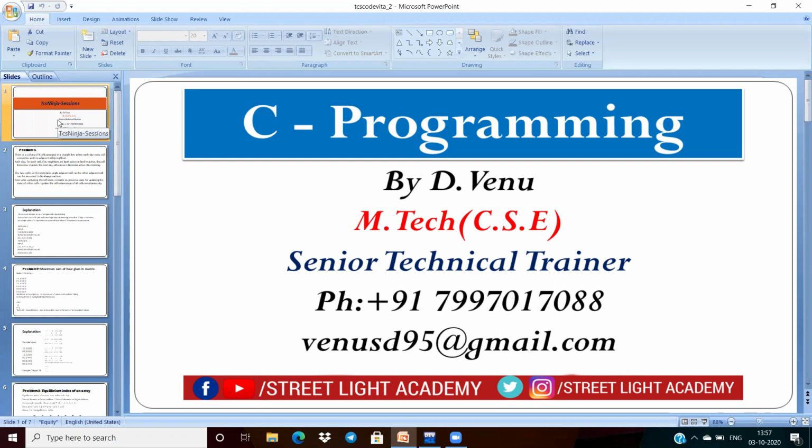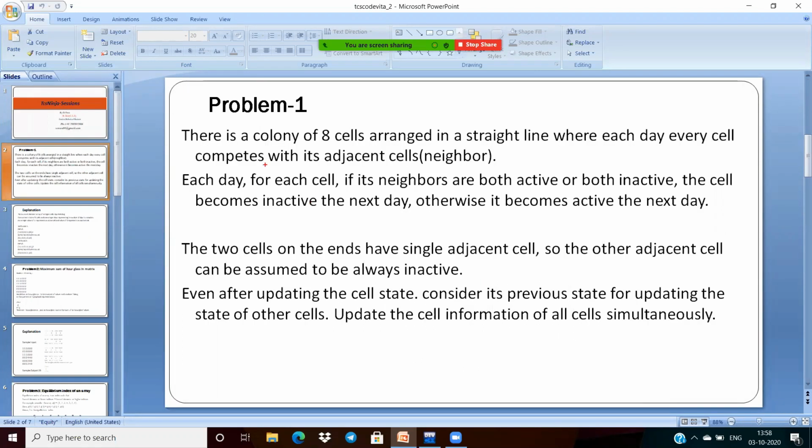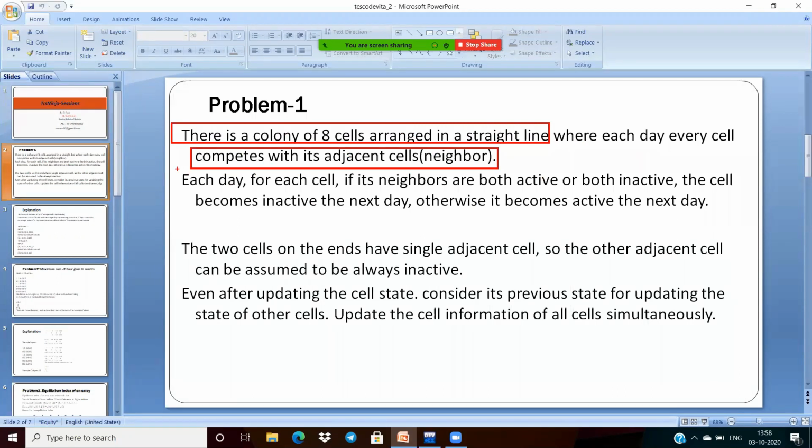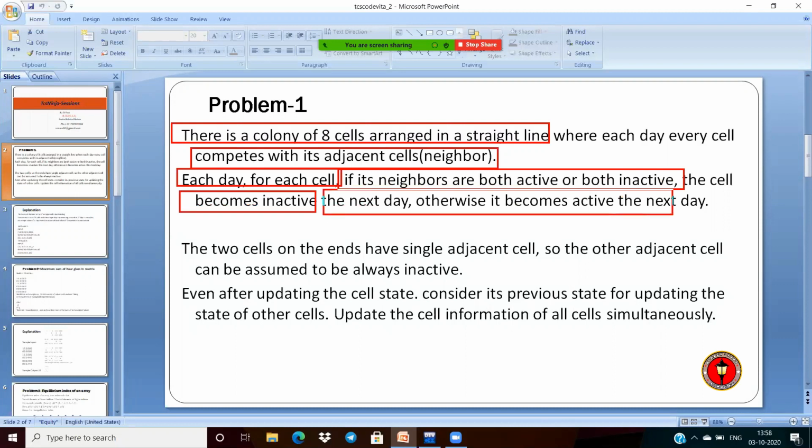In this session, I am going to discuss the TCS Ninja solutions, and let us see the first question here. There is a colony of 8 cells arranged in a straight line, where every day each cell competes with its adjacent cells. Each day, for each cell, if its neighbors are both active or both inactive, the cell becomes inactive. Otherwise, it becomes active the next day.